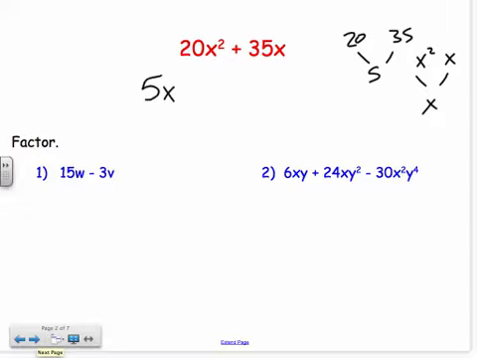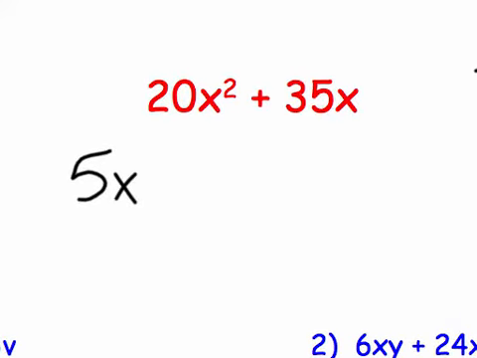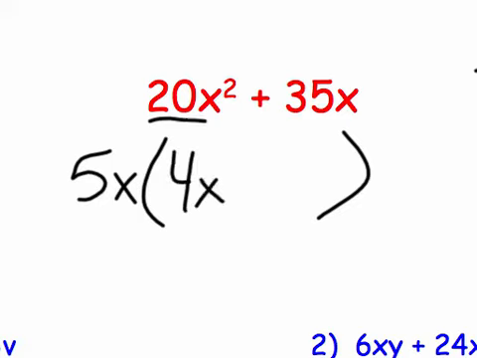So I want to pull out a 5x out of that binomial I have there. Really, I'm dividing each term by a 5x. If I divide that 20x squared by a 5x, I would get 4x. So I pulled out that 5, and I pulled out an x. Still have an x left over. And then I also divided this term, 35x, by a 5x, which leaves me with 35 divided by 5, which is 7, and the x's cancel. So there we go, 5x times 4x plus 7, which was what we started with.